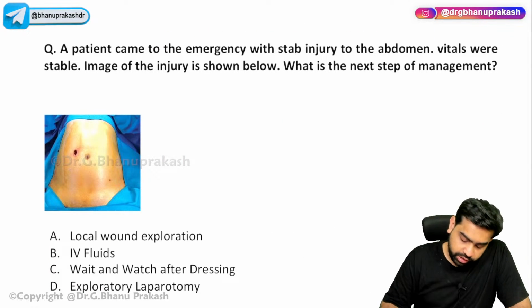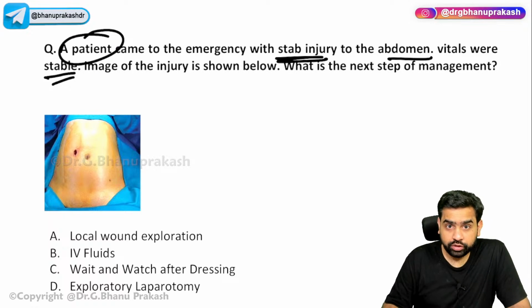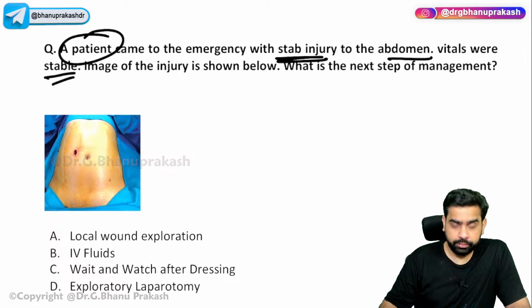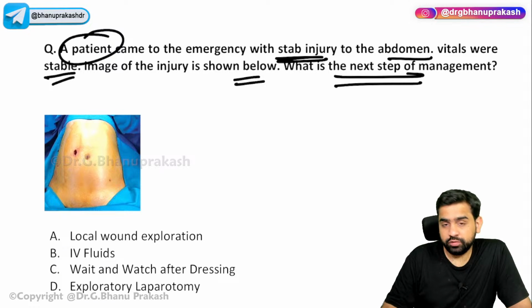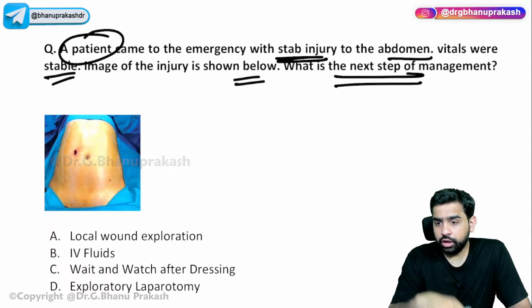Now there is a patient who came to the emergency with a stab injury in the abdomen. The vitals are stable. So there's a patient who came with an anterior abdominal stab wound, and the vitals of this particular patient are stable. The image is shown below. What is the next step in the management of this particular patient? This is again a repeat question, guys. So can you please help me with this? What is the answer over here?